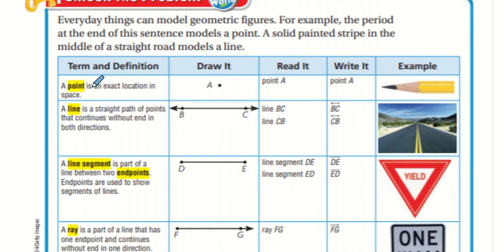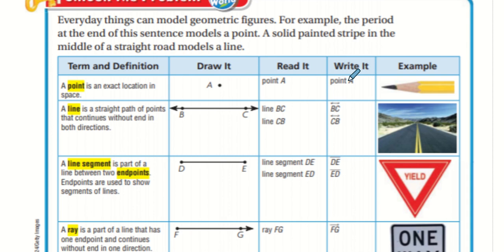Okay, we talked about a point is an exact location in space. So a point is just a dot. Most of the times when we see a point, though, it's somewhere on a line or a line segment or a ray. So when we draw it, we draw the little dot and then we label it with whatever letter it is. When we read this, we would say point A. When you write it in words, it would be that same way.